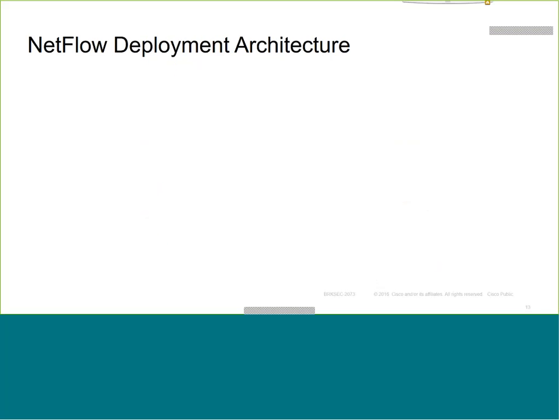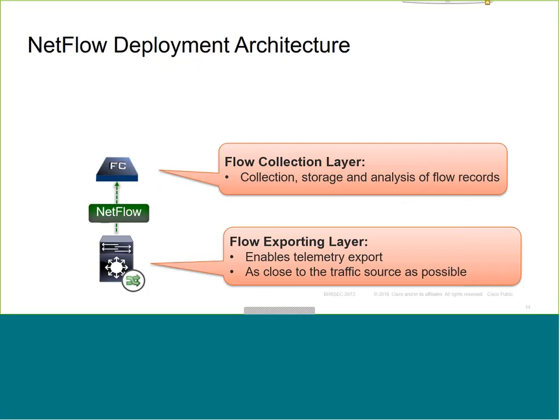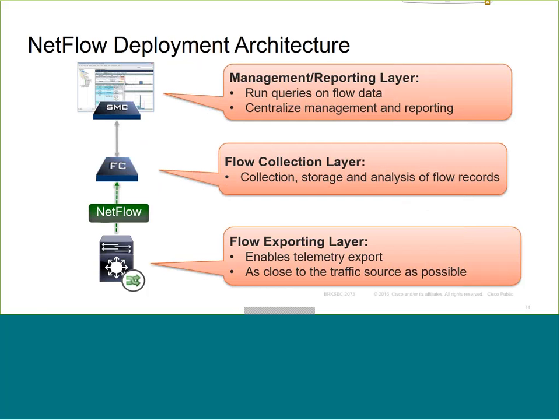A quick bit on the deployment architecture. You need a flow exporting layer. You need something to basically generate the NetFlow. Most Cisco kit will do this as well as a variety of other vendors, and we can talk about that in a bit more detail later. That flow gets sent to a collection layer that collects, stores, and analyzes those flow records. And in the StealthWatch case, that then forwards metadata about those flows into the management console. And that's where we have our managing and reporting layer. That's where you run your queries, etc.